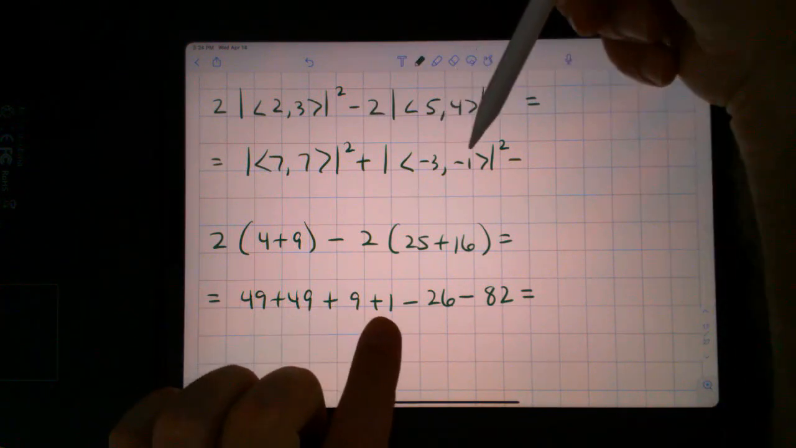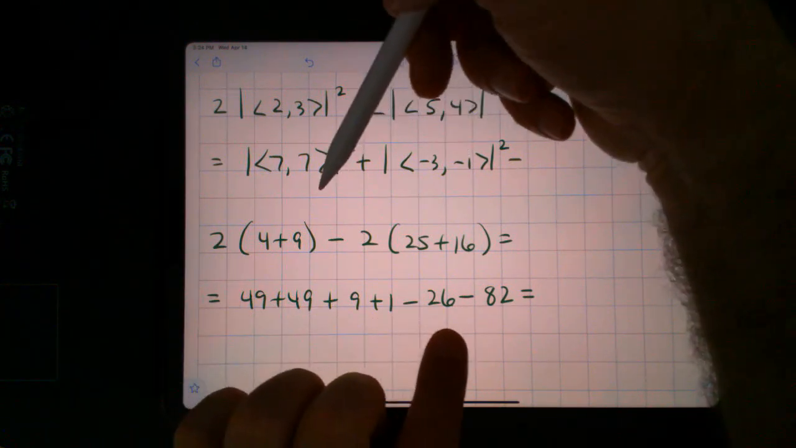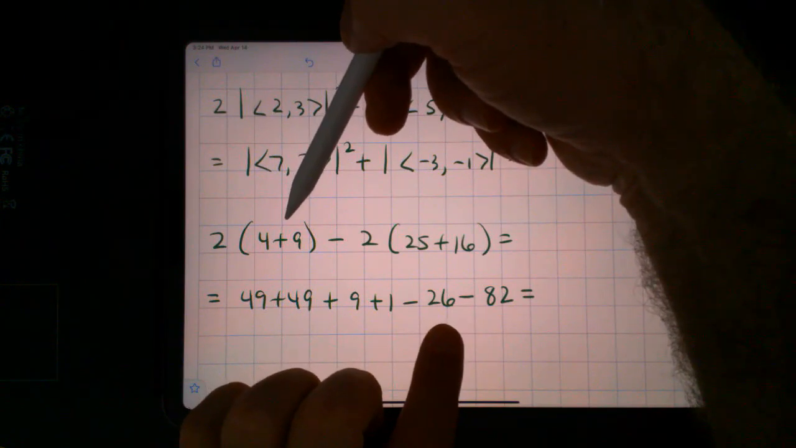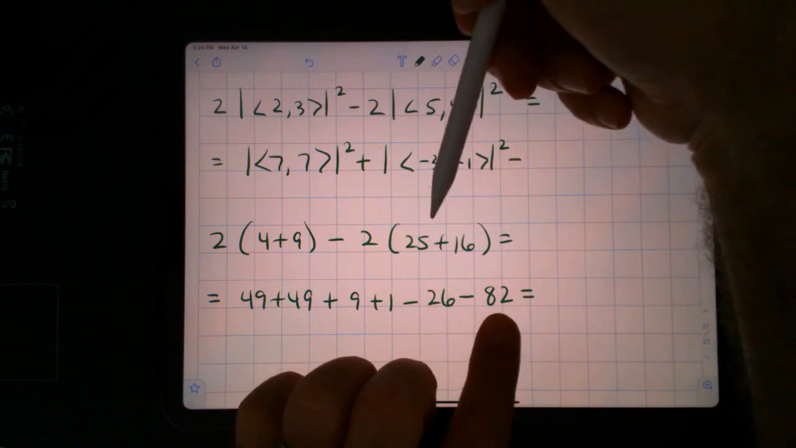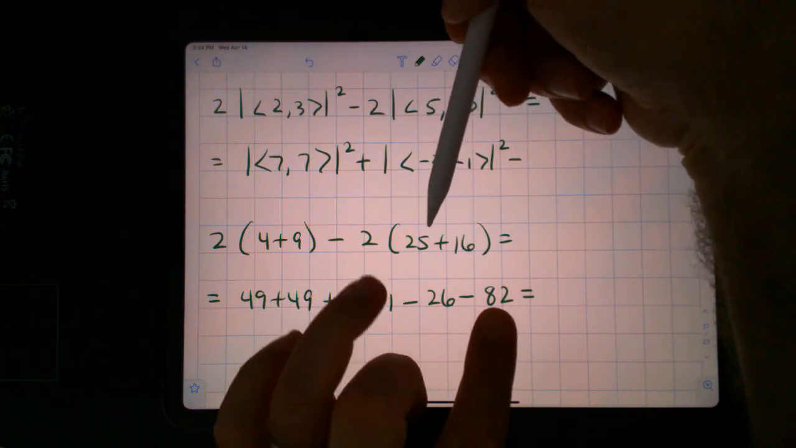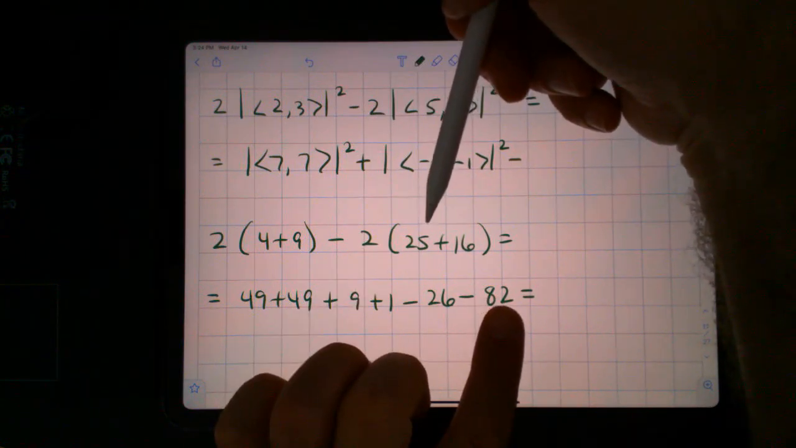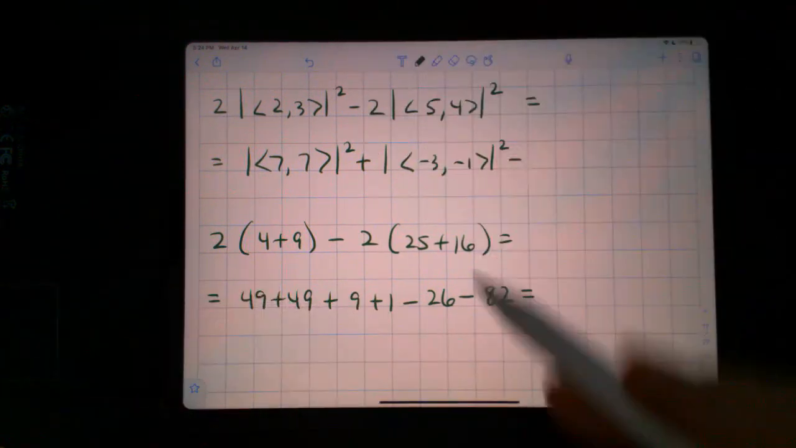Negative 3 squared is 9, plus 1, minus 4 plus 9 is 13. 2 times 13 is 26. And then minus 25 plus 16 is 41. 41 times 2 is 82. I'm going to use my calculator for this.